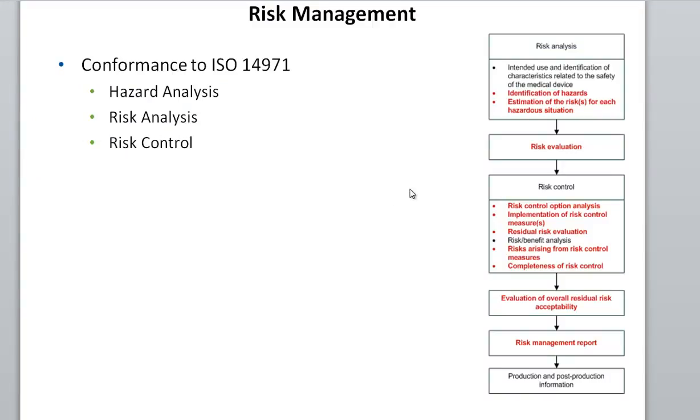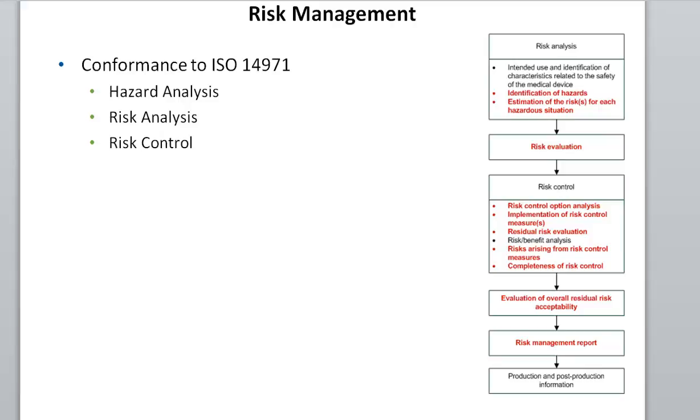The diagram here on the right is taken from the ISO Risk Management for Medical Devices standard, and it talks about the different phases of risk management. The areas highlighted in red are the areas that integrity directly supports. So let's go through this. The first box is risk analysis.